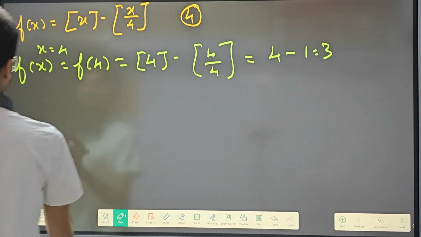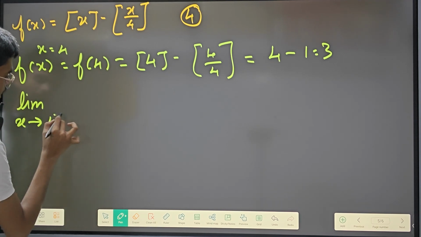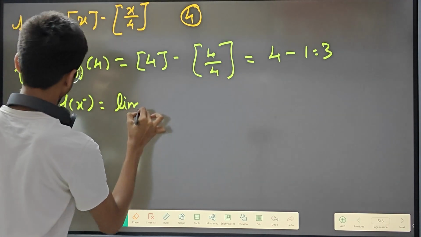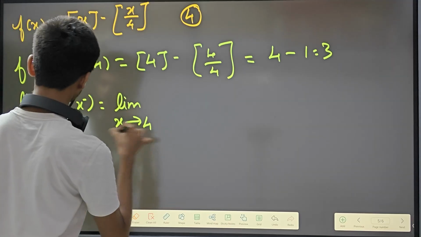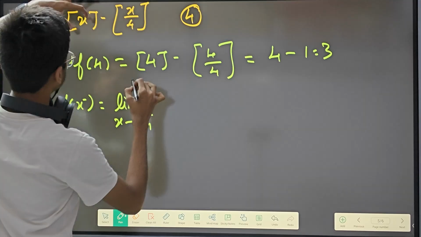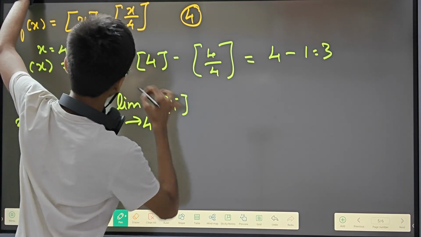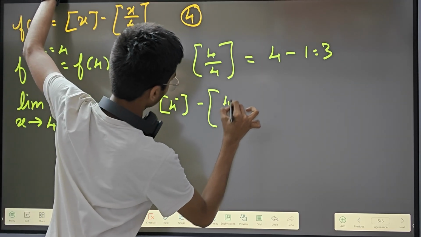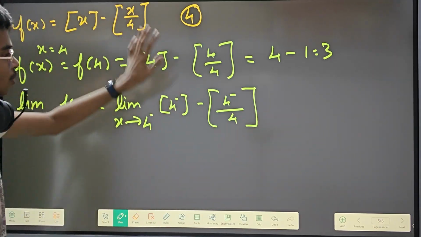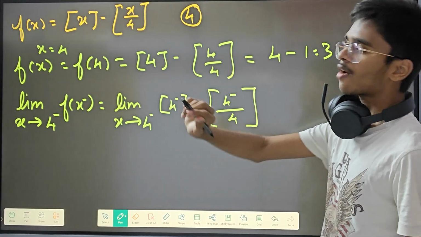Next is the limit as x tends to 4 minus of f of x, which is equal to the limit as x tends to 4 minus. Okay, so now you do this, which is going to be the greatest integer function of x. So in place of this you are going to write 4 minus, whole divided by 4. So from here you have to get some knowledge about the greatest integer function.